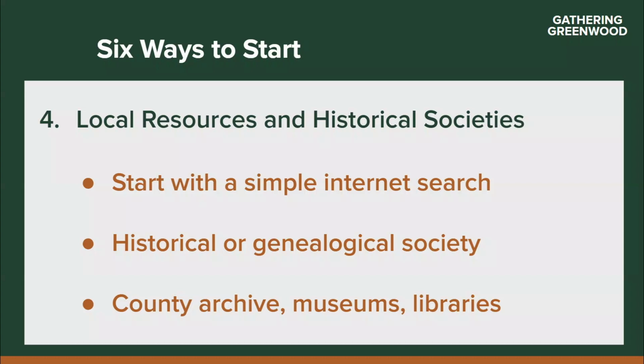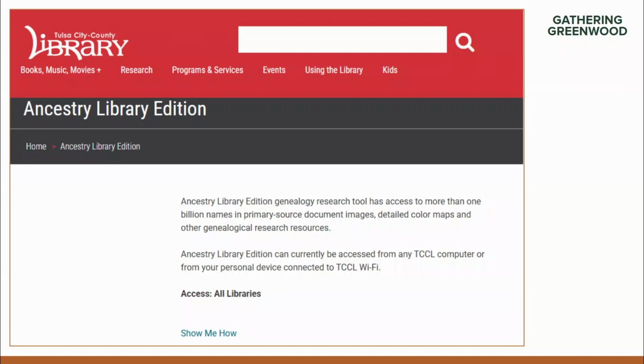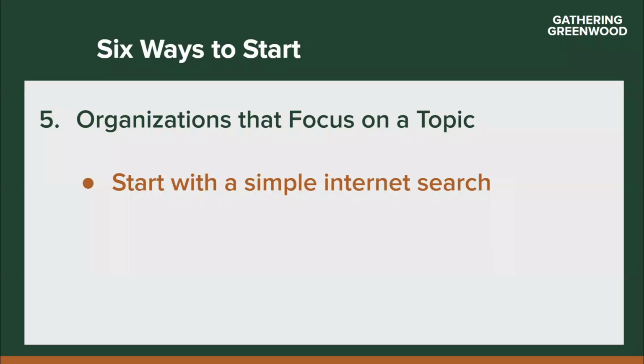I'd encourage trying this for yourself and see how many resources are available for the locations you're researching. And since we just mentioned the Tulsa Library, this is a reminder that you can get access to Ancestry.com's Library Edition by using one of the library computers at any Tulsa City County Library or by connecting your personal device to the Wi-Fi at one of those libraries. And that is true for many libraries and family history centers, not just in Tulsa or Oklahoma.